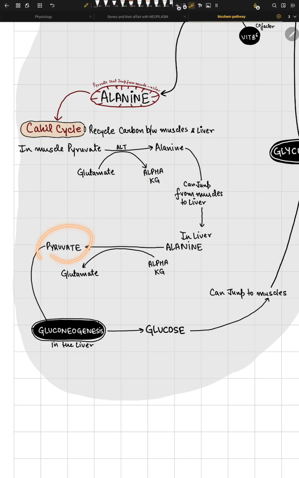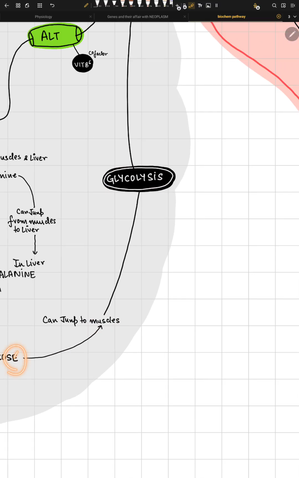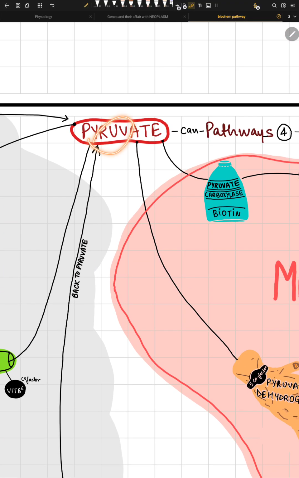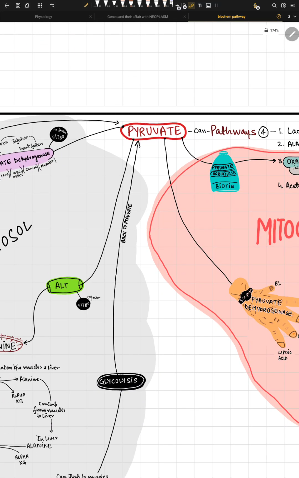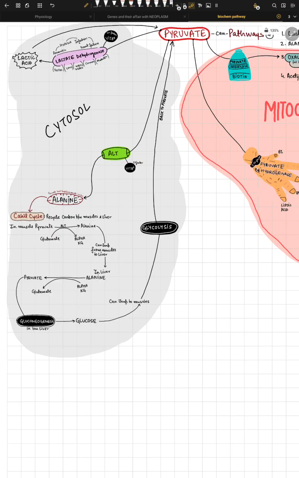And once we get the pyruvate inside the liver, we can start gluconeogenesis, and then we can turn this pyruvate into essentially glucose. And then this glucose can jump to the muscles, and then it can perform something called glycolysis. Now again, this glucose can be converted into pyruvate in the glycolysis. That's the concept. So this whole pathway is called the glucose-alanine cycle, right?